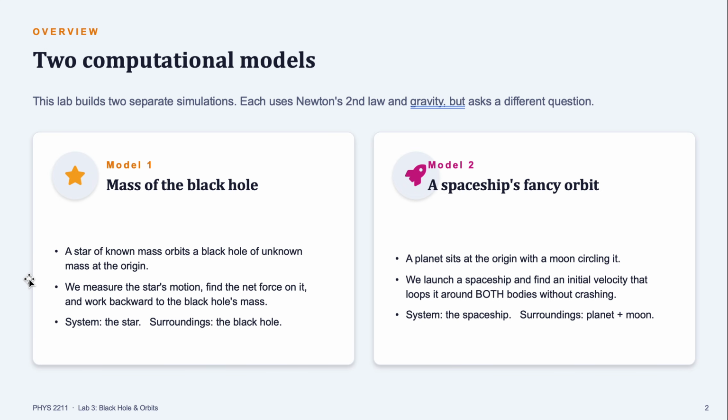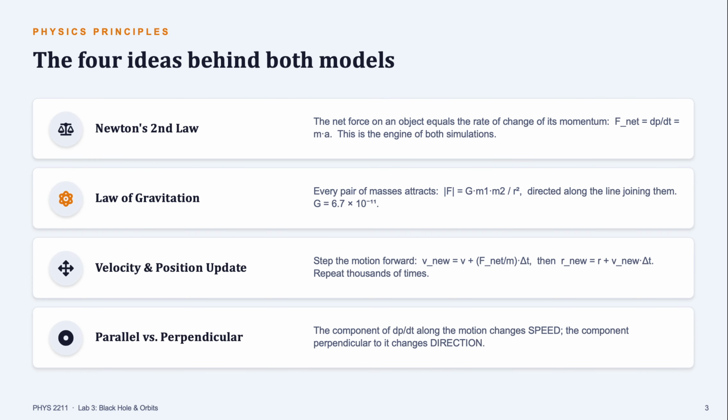There are two parts. In Model 1, a star of known mass orbits a black hole of unknown mass. The star is my system, the black hole is my surroundings, and I work backward from its motion to the black hole's mass. In Model 2, the spaceship is a system, and I find its initial velocity that loops it around both the planet and its moon without crashing.